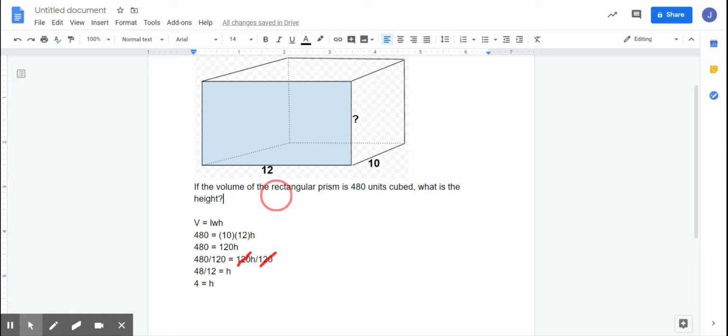What is the height of this rectangular prism? 4 units.